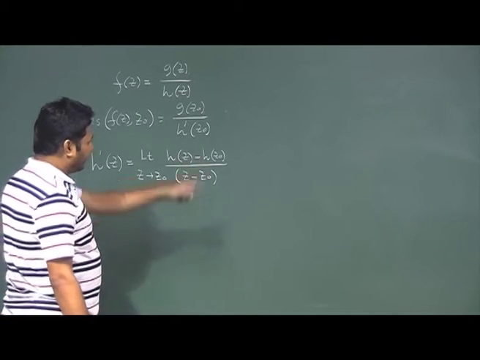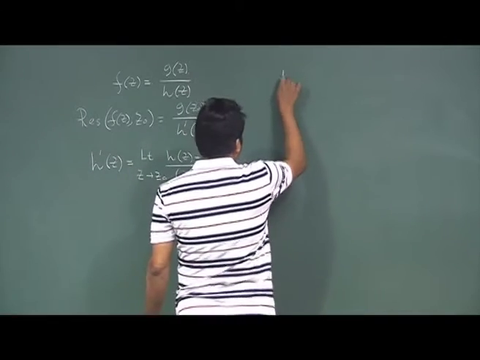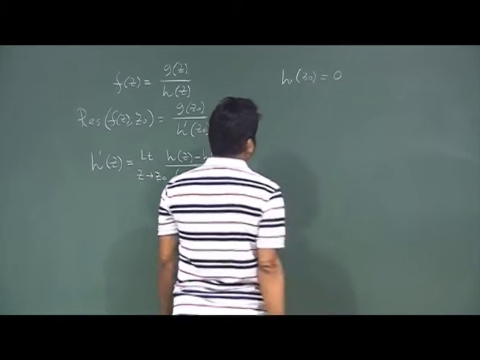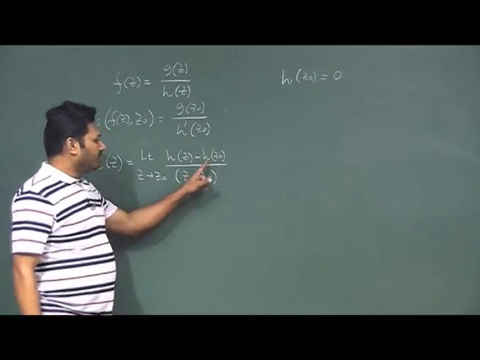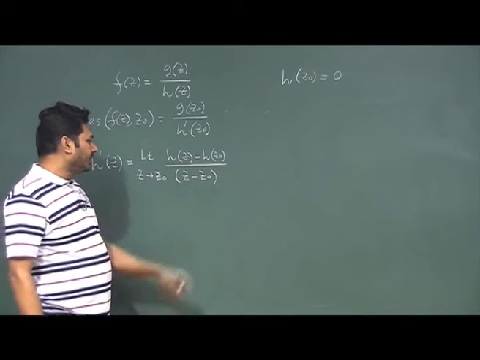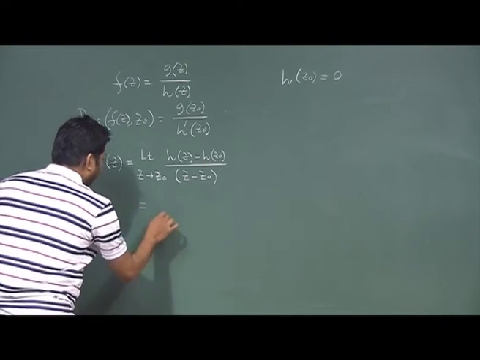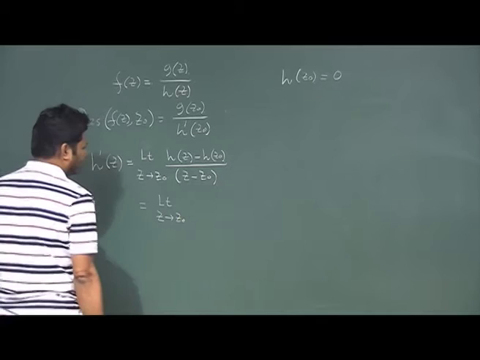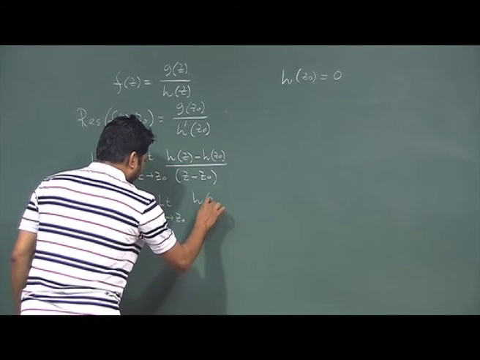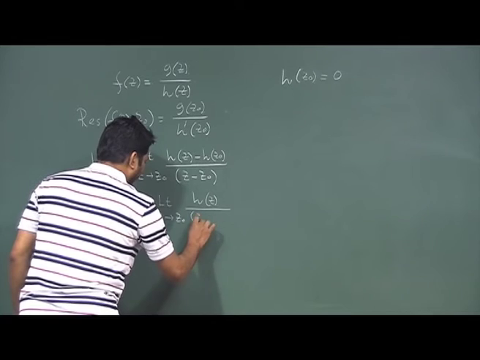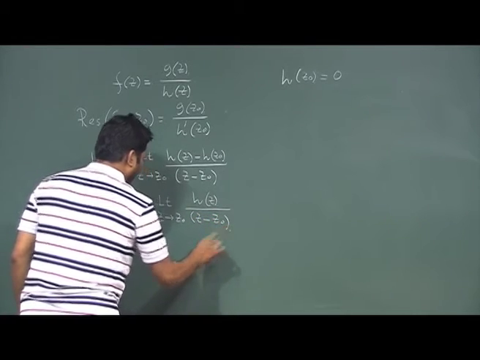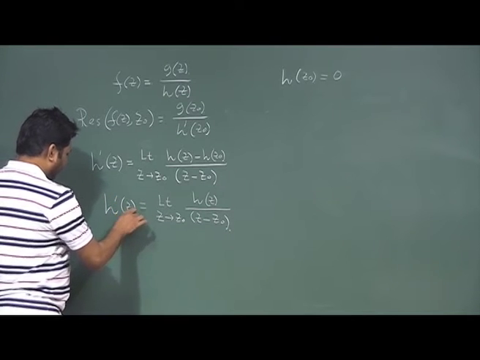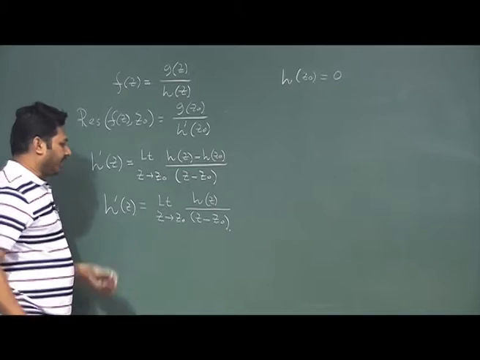Now, in the conditions we mentioned one thing, that h(z_0) is equal to 0. That is the one condition that we have. So here we have h(z_0), and this quantity is going to vanish. So eventually this quantity is the limit as z tends to z_0 of h(z) divided by (z - z_0). This is the quantity I have.